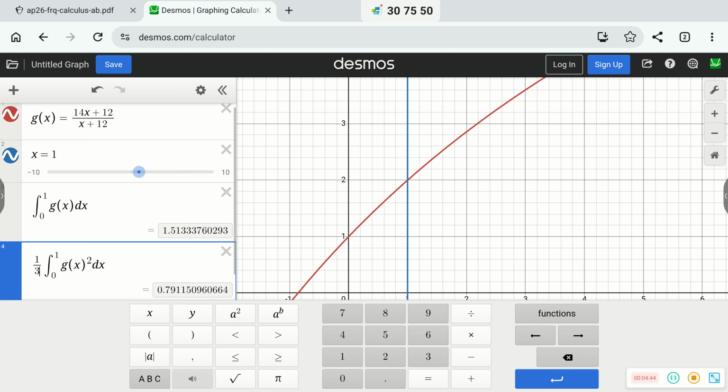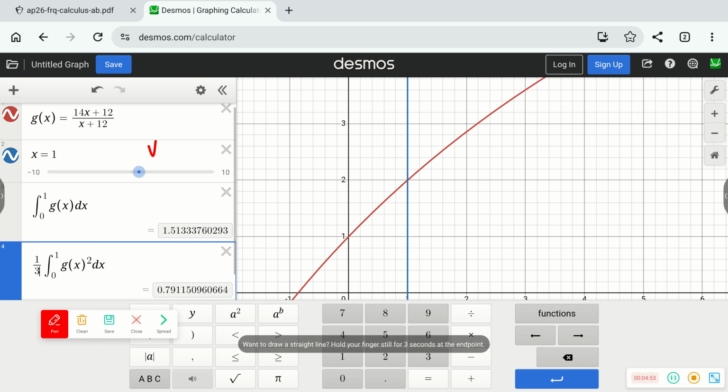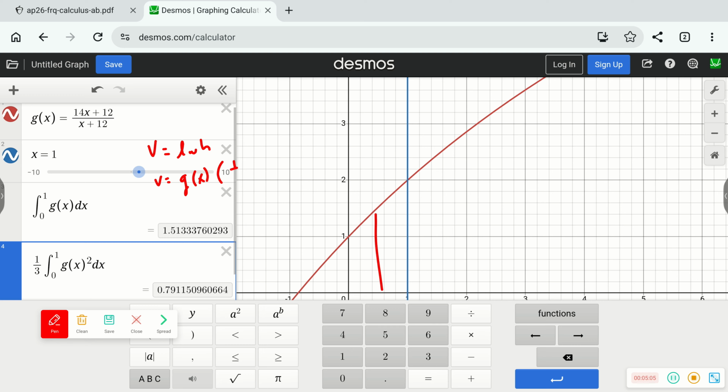Okay, so 0.792. And again, just for understanding purposes, your volume is 3 dimensions, length times width times height. And those three dimensions are g of x, that's the part you can see right here, 1/3 of g of x, that's the part that's rising off the board, and then dx. Those are my three dimensions, so it summarizes to that.